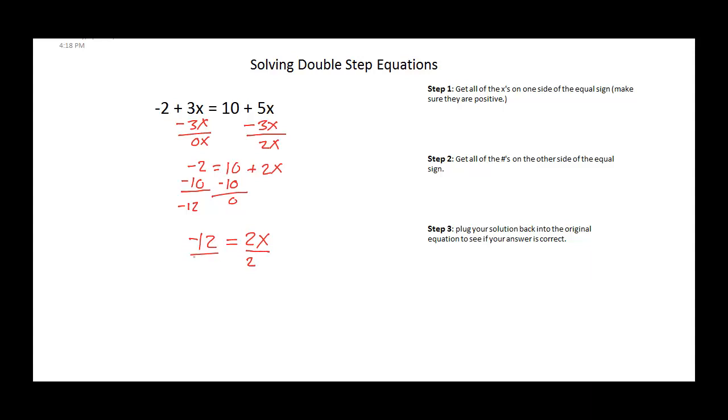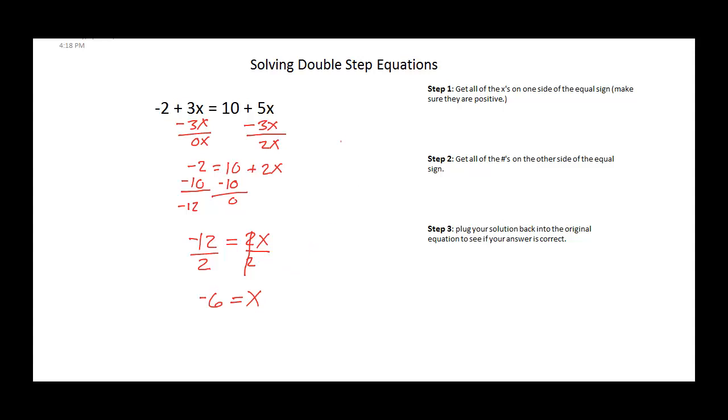And now I need to undo this multiplication. So I'm going to divide both sides by 2. And 2 divided by 2 is 1. So x equals, well, a negative 12 divided by 2 is a negative 6, because 12 divided by 2 is 6, and since the signs are opposite, it's going to be a negative.